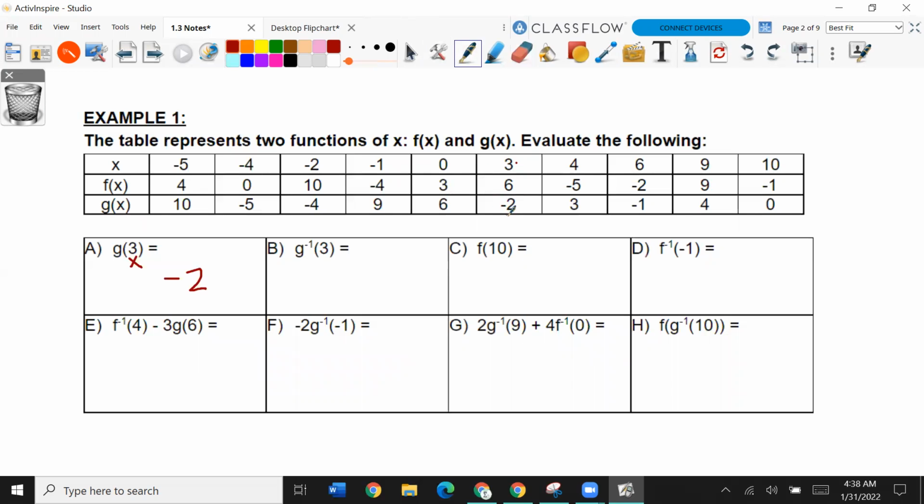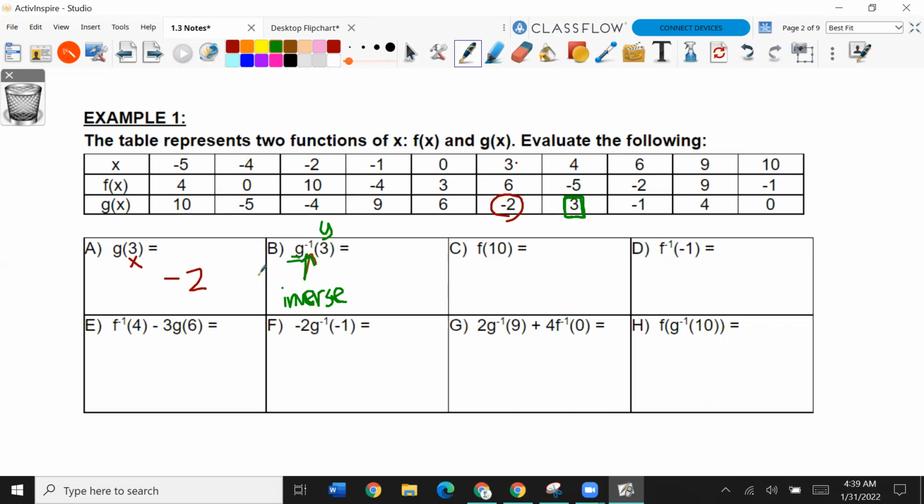Now let's talk about g inverse of 3. So this little -1 means inverse. So my inverse function means that I want this 3 to actually be y, okay? But which y? Well, there's the f y's and there's the g y's. So this is g, so I want to go, well, where's the g y of 3? And notice that it's right there, okay? Not this 3, not where x is 3, but where y is 3, at g.